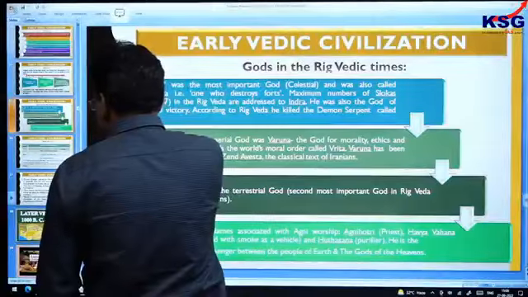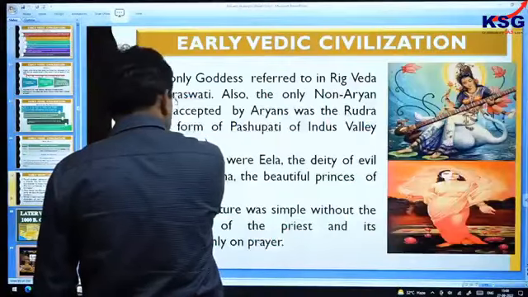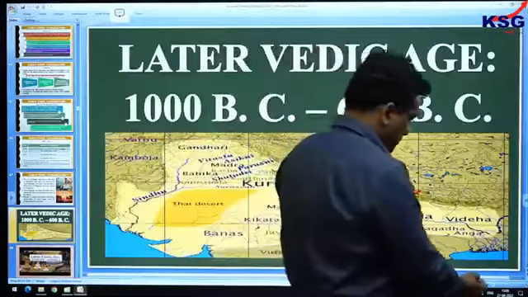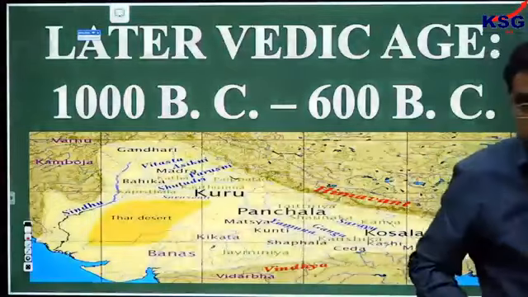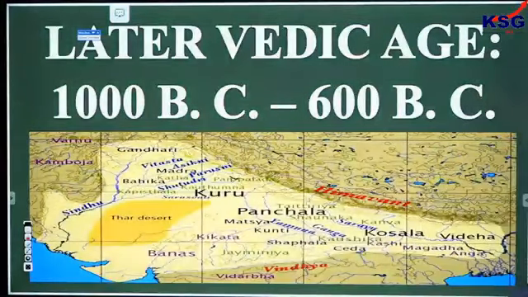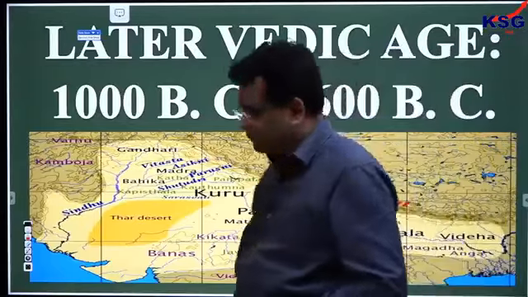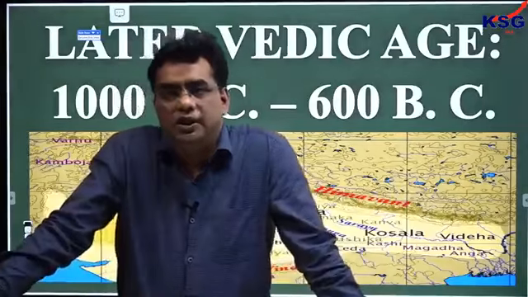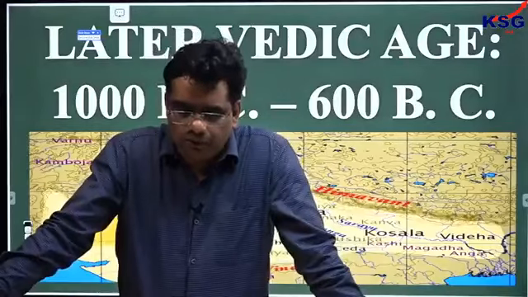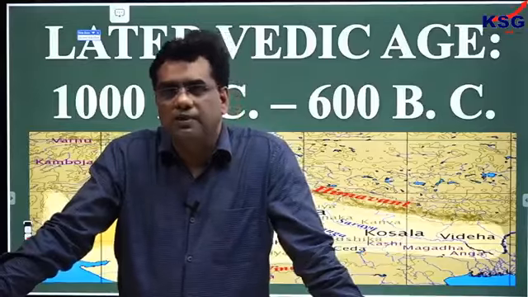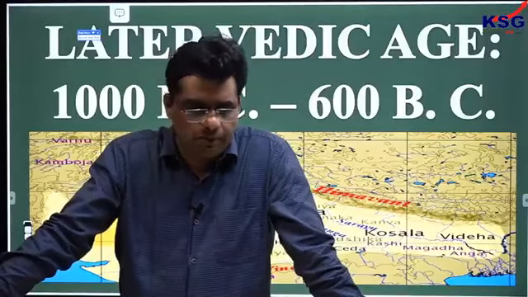Now come to the later Vedic age. You can see that Aryans had moved eastward with the formation of the concept called the Janapadas. Territorial monarchy came in. So Jan to Janpad, this is the biggest transition you observe from the Rig Vedic period to later Vedic period.